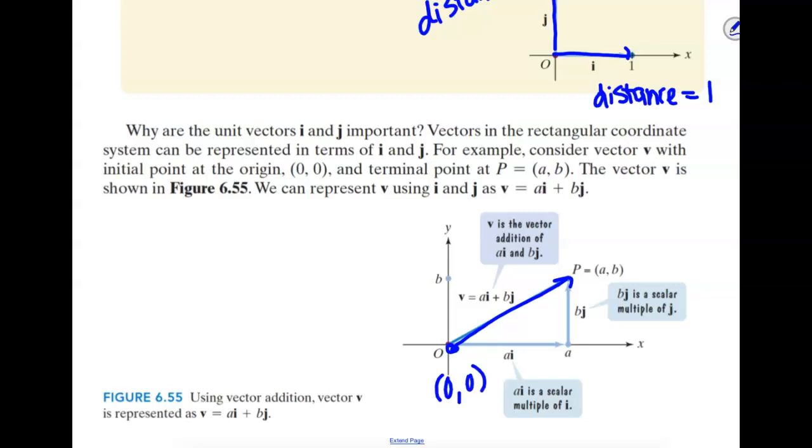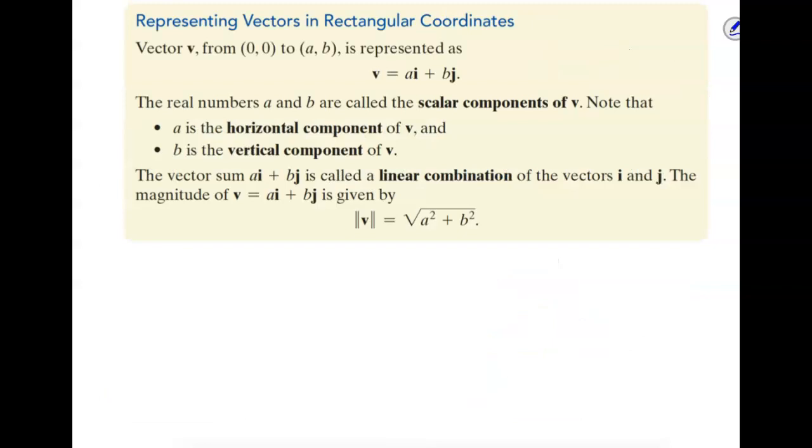So if we say we have a vector v, which equals ai plus bj, the a distance is the distance on your horizontal axis, and then the b distance is your distance on your y-axis. So we're going to be graphing these in just a moment.